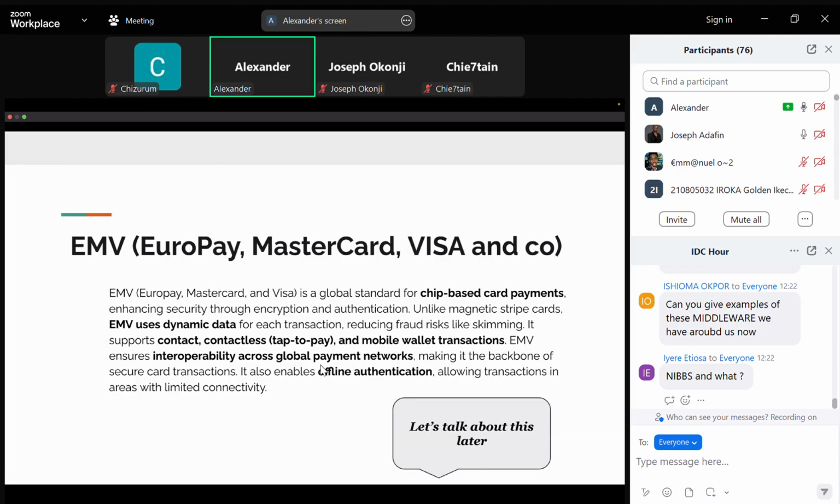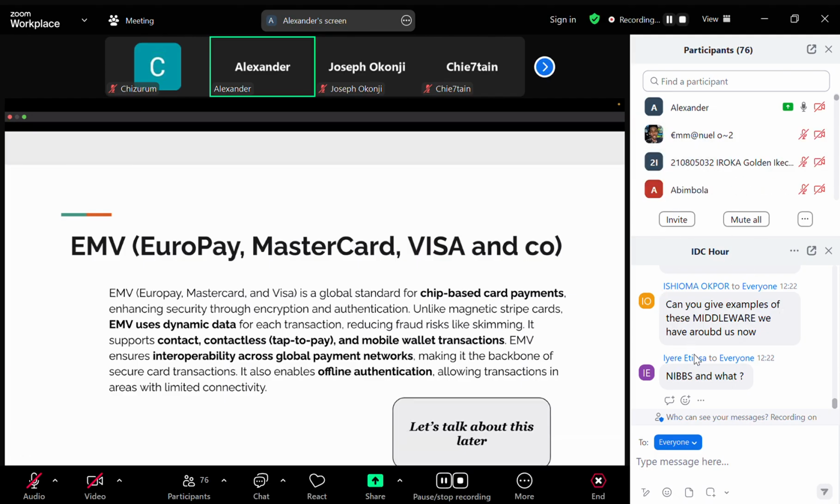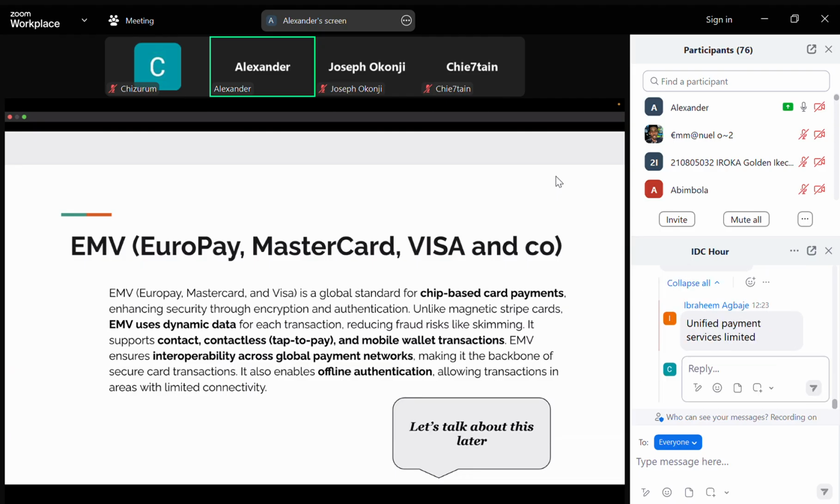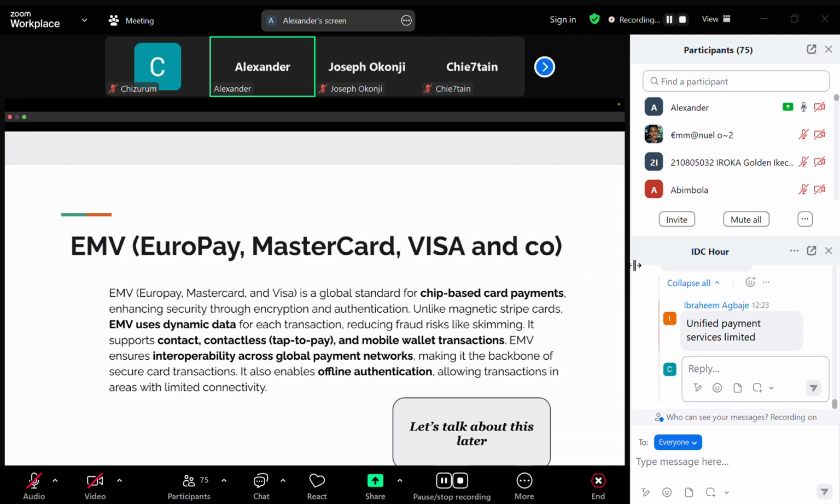And EMV is a global standard for chip-based card payments, right? And what are chip-based card payments or cards? It's just the cards that you collect from your bank. Let me put it like that so that we don't speak a lot of buzzwords here. They are just cards that you take from your bank, that have chips in them, right? They can be contact, they can be contactless, they can even be mobile wallet, actually.